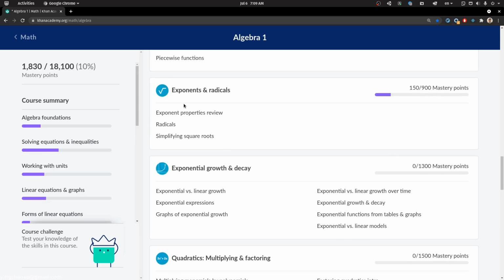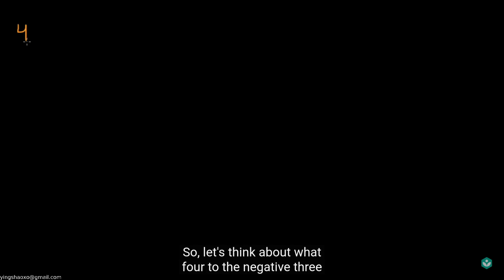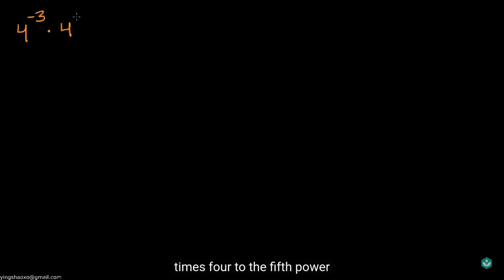Today we are going to learn about exponents and radicals. Let's get some practice with our exponent properties, especially when we have integer exponents. So let's think about what 4 to the negative 3 times 4 to the 5th power is going to be equal to. And I encourage you to pause the video and think about it on your own.